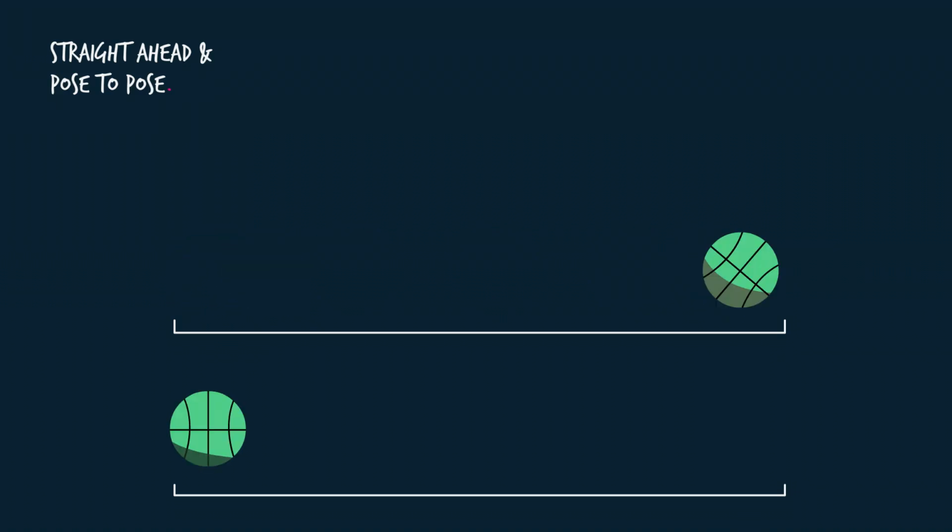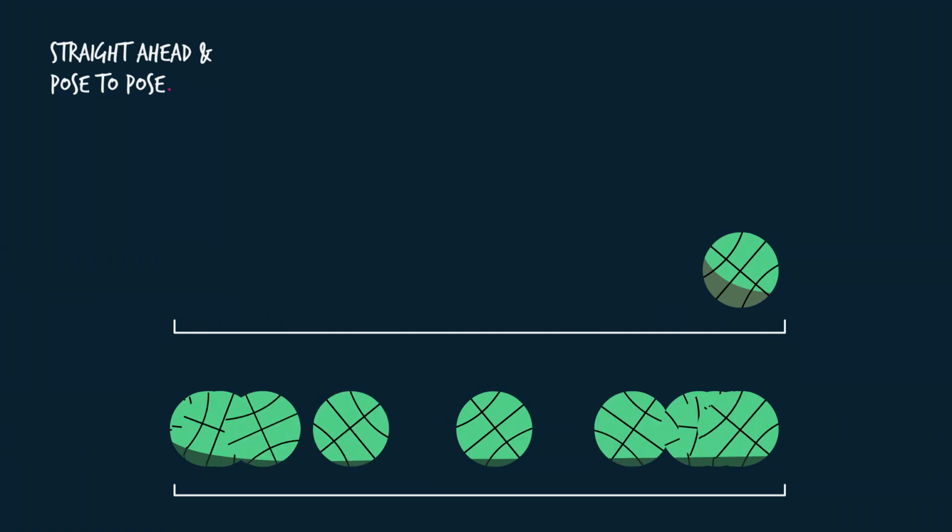Pose-to-pose animation means that we're planning our action with the main poses, and then we go back and add the drawings in between. Pose-to-pose animation is great when you're doing complex character acting, where the character has to hit certain specific key poses throughout the scene at certain times. And it's especially useful when we're doing fight scenes.